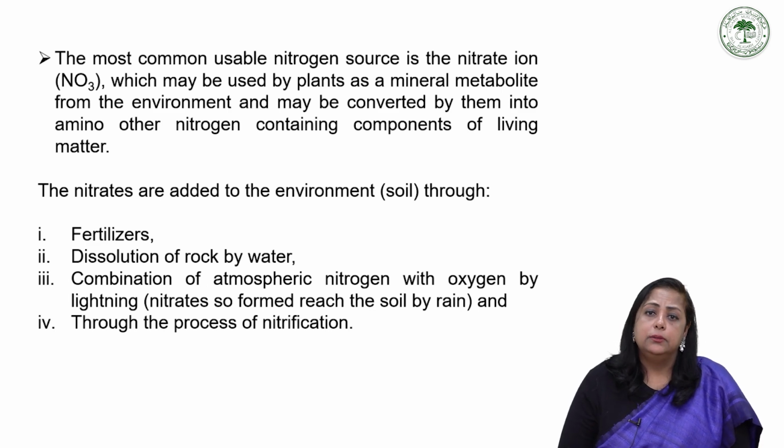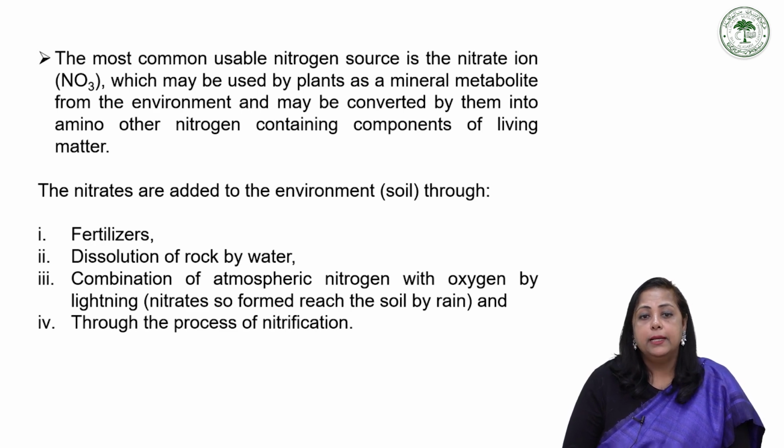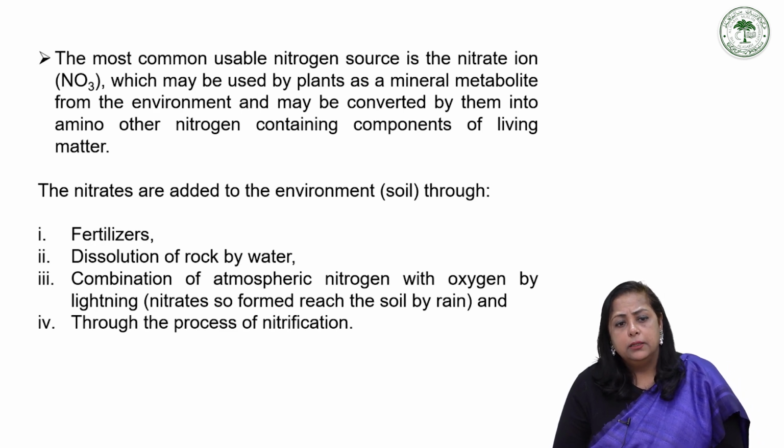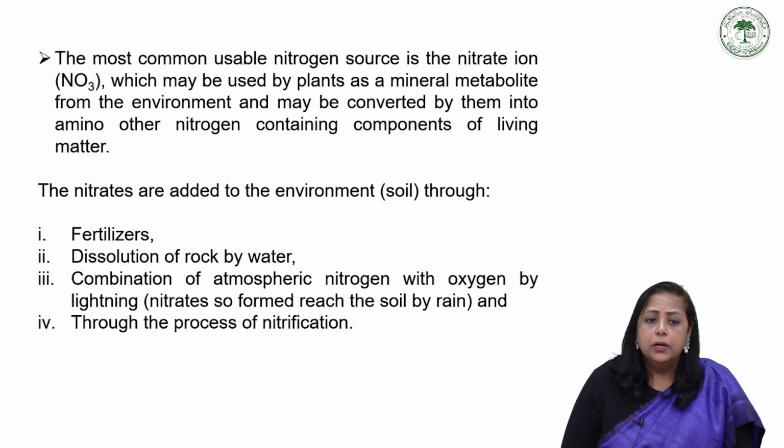And the most common usable nitrogen source is the nitrate ion, that is NO3, which may be used by plants as a mineral metabolite from the environment and may be converted by them into other nitrogen-containing components of living matter. So, nitrates are added to the environment through fertilizers, dissolution of rocks by water, and combination of atmospheric nitrogen with oxygen by lightning, that is again one of the processes. Nitrates so formed reach the soil by rain and through the process of nitrification. So, nitrates are added to the environment through these activities.